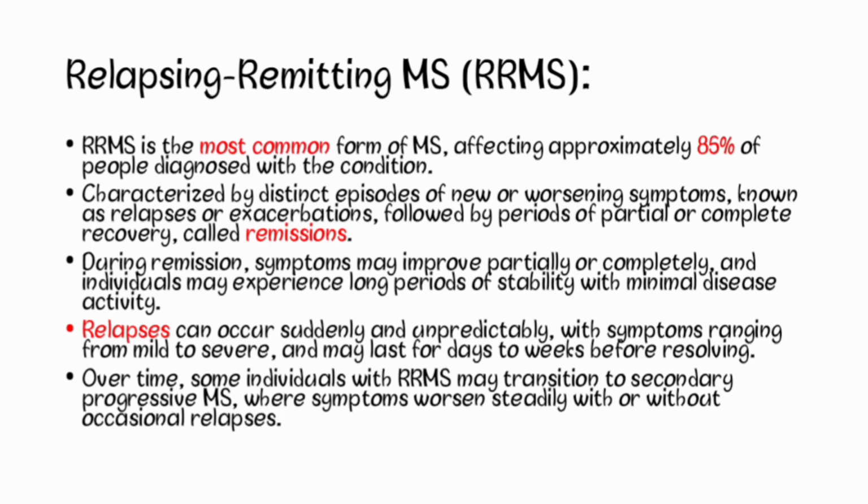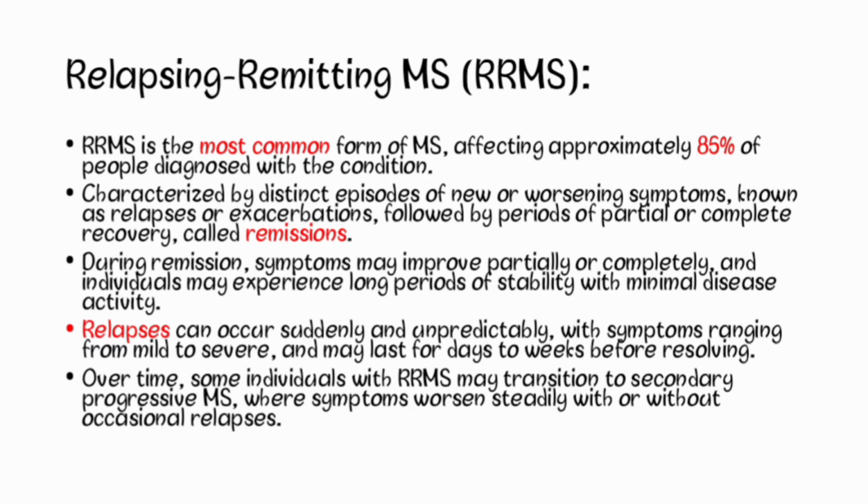So now the first one is relapsing remitting MS, that is RRMS. And this is the most common form of MS, affecting approximately 85% of the people diagnosed with the condition. It is characterized by distinct episodes of new or worsening symptoms, known as relapses or exacerbations, followed by periods of partial or complete recovery, which is called remissions.